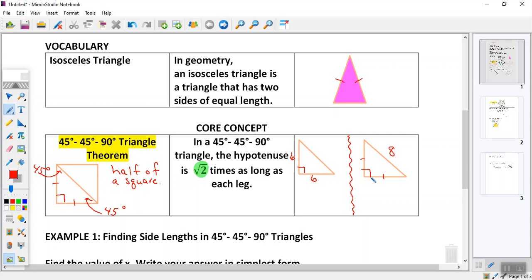Guys, where would 72 fall in this list right here? Between what two numbers? 64. Okay, so let's start asking ourselves questions. Will 64 divide into 72 evenly? No. Will 49 divide into 72 evenly? No. How about 36? Will 36 go into 72 evenly?